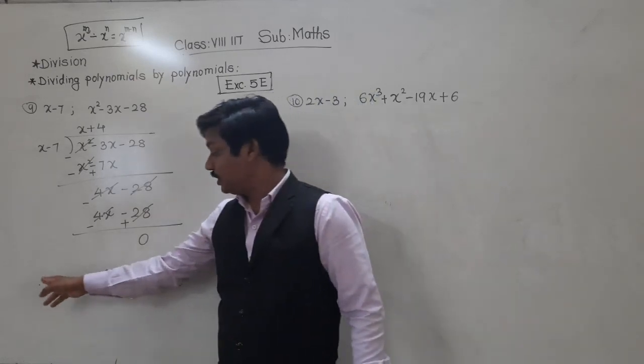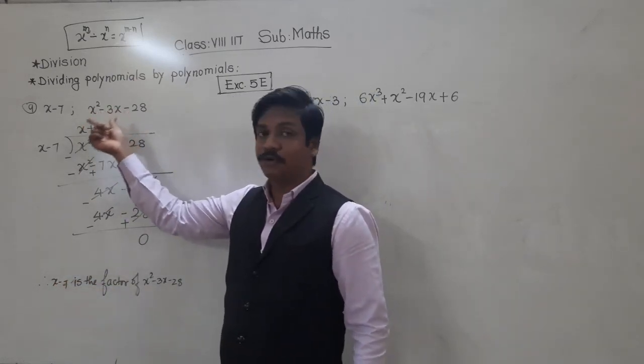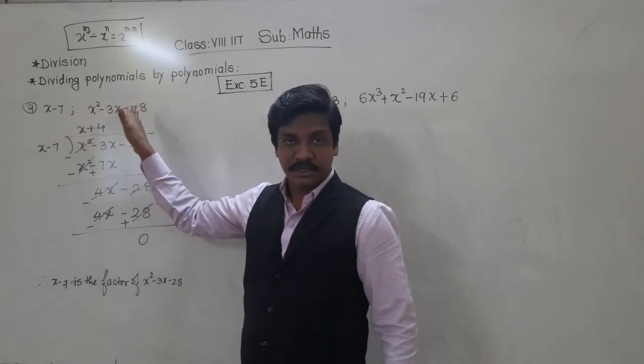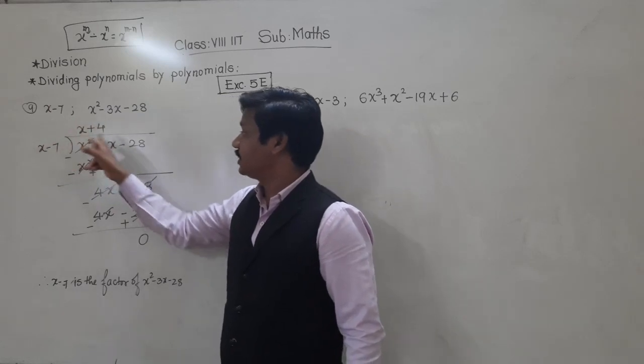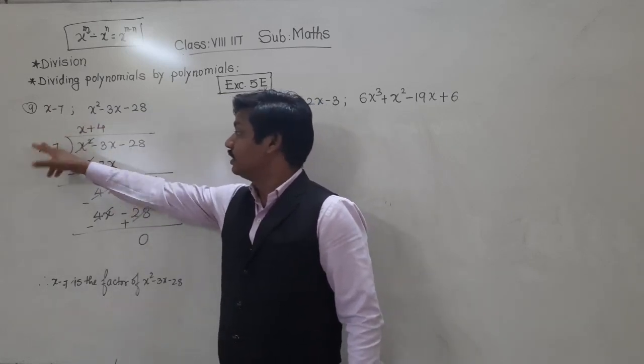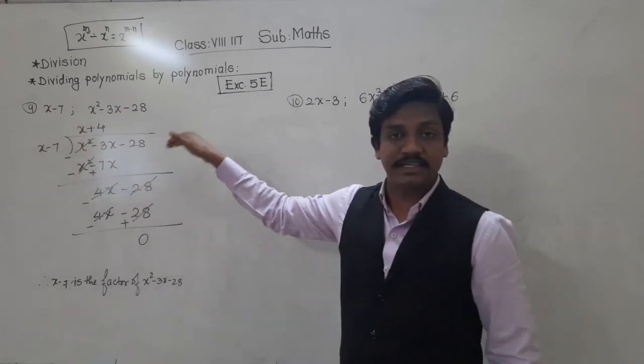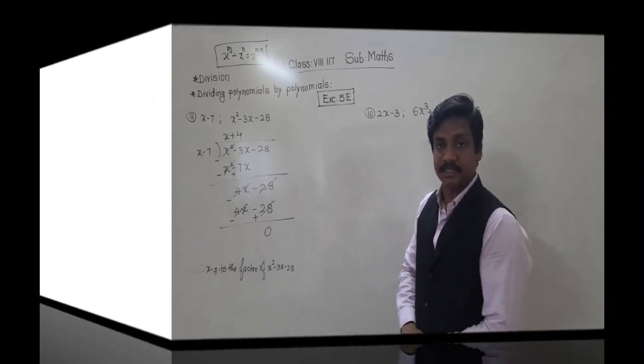And now see, not only x minus 7, the quotient x plus 4 is also a factor of this. Okay, because in the multiplication of x minus 7 into x plus 4, we get this. That's why both the divisor and the quotient are factors of this dividend. Remember this. Okay.